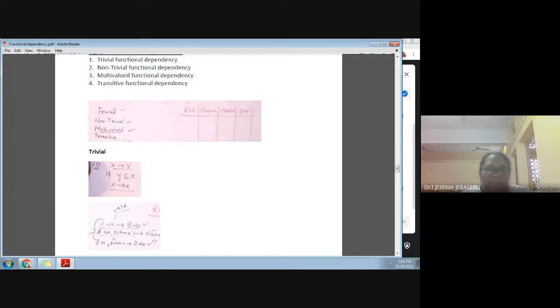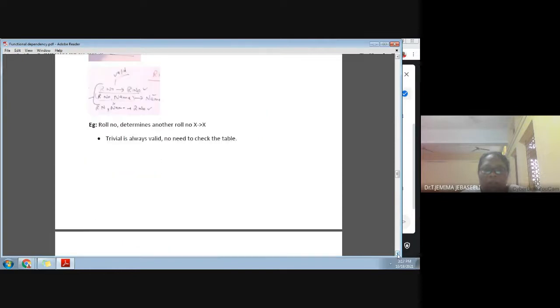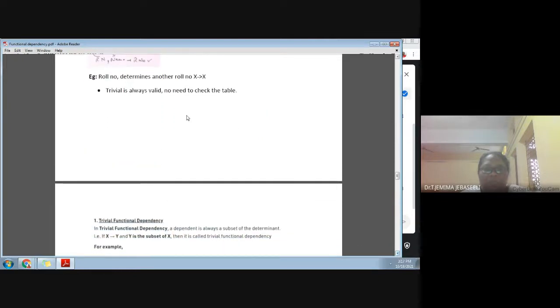Okay, but left to right is important, and you have to check the data. If it falls within these three categories, then it is called a trivial functional dependency. Trivial is always a valid functional dependency. You need not check the table. Only the roll number, here it determines another roll number. That is, it is going to be a unique one.